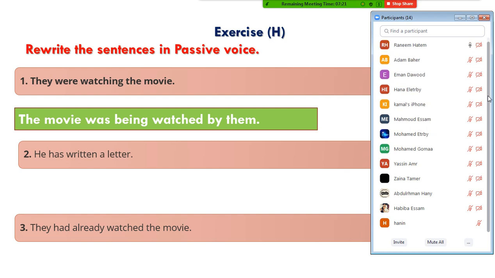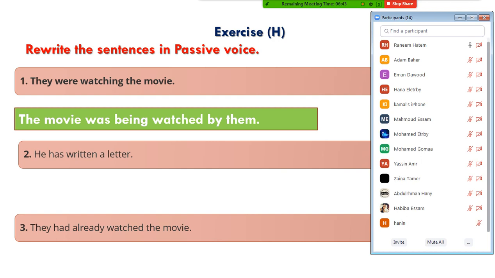Yes. He has written a letter. A letter was written by him. What tense is that? Has written. Present perfect. Excellent. Now you turned it into past, right? Is written. Yes, is written by. You turn it now into present. You have to use has or have in the passive too. So a letter has written by him.